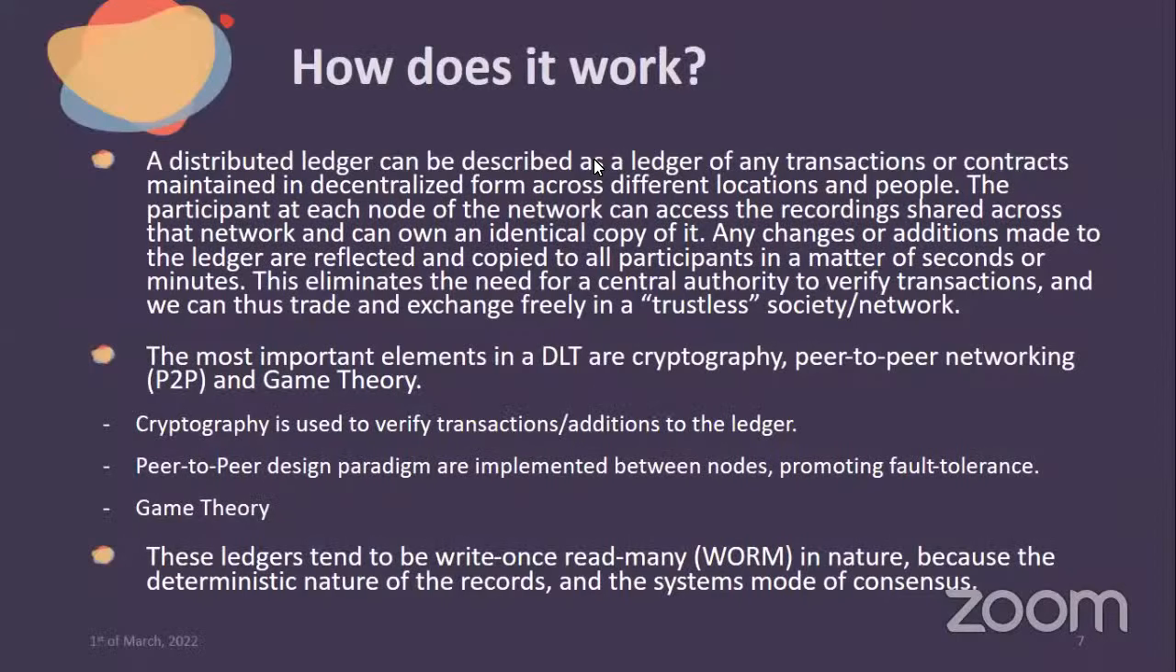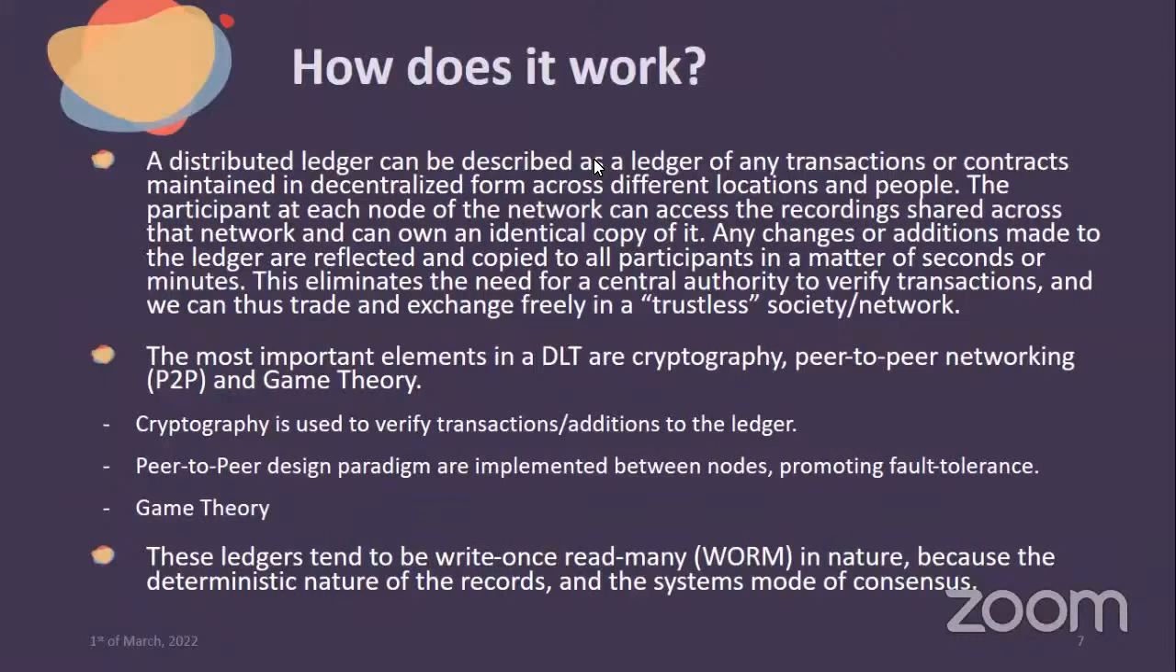Okay, so how does distributed ledger technology work? A distributed ledger can be described as a ledger of any transactions or contracts maintained in decentralized form across different locations and people. The participant at each node of the network can access the recording shared across that network and can own an identical copy of it. Any changes or additions made to the ledger are reflected and copied to all participants in a matter of seconds or minutes. This eliminates the need for a central authority to verify transactions, and we can trade and exchange freely in a trustless society or network.